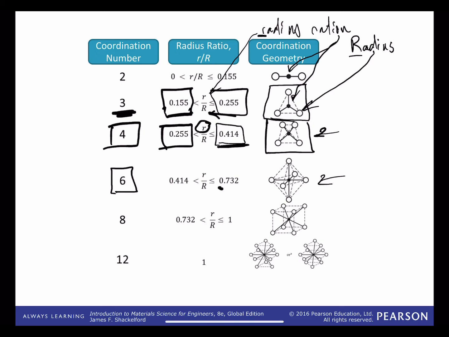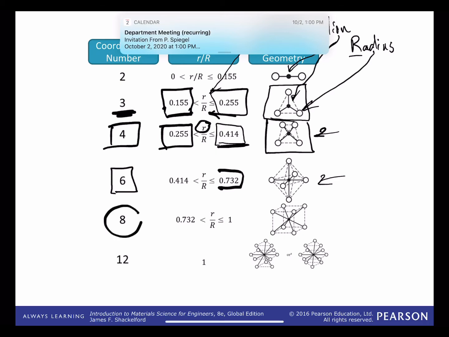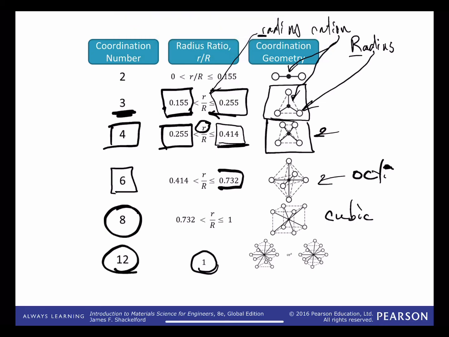And we'll see that until a ratio of 0.732 can be had, in which case we need to position even more anions to accommodate a coordination number of 8. And this will give us a cubic type situation here rather than the octahedral that we saw above here. And then when this ratio value gets very close, that is when the anion and cation are roughly the same size, we're going to see very large coordination numbers, something like 12.